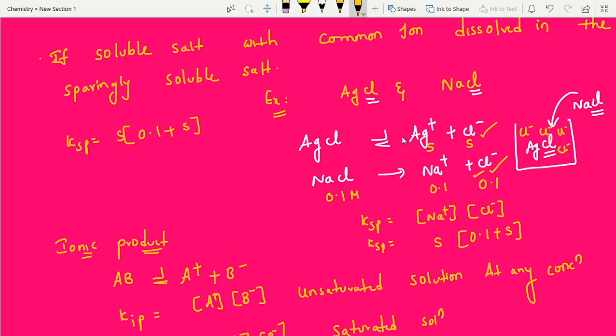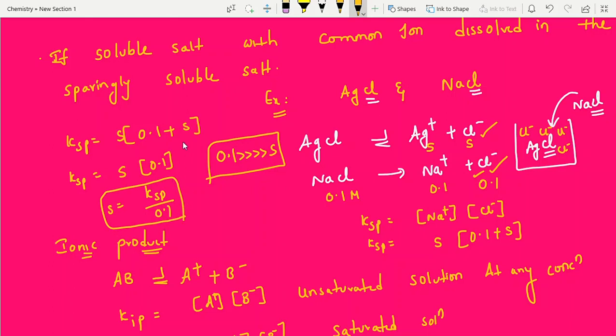That's the reason we neglect this concentration. This value 0.1 is more, so that is why we are neglecting S. I will do a numerical based on this, and you will come to know. Just the theory I am explaining here. KSP equal to S into 0.1. That's it, students. Now S equal to KSP by 0.1. Clear? If you are not considering this value, you will get wrong answers. When we have to consider it and when not, I will explain with one numerical, and you will understand more.